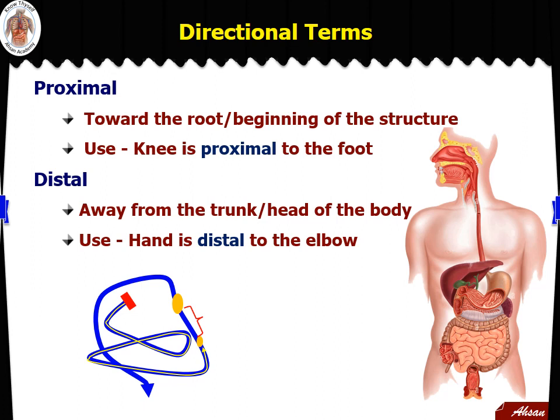So the smaller one is proximal. It should be understood in this way. The larger one is closer, but it is not proximal. It is distal because we are following from the root. So this is the proximal one, and that one is the distal structure.